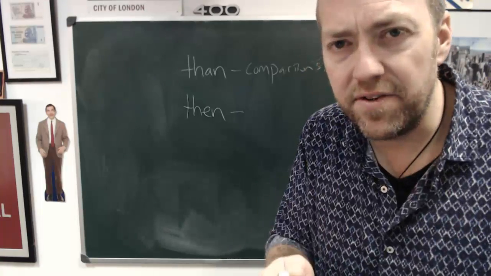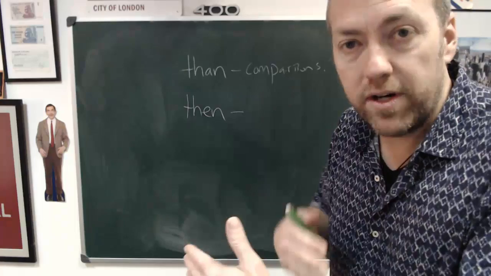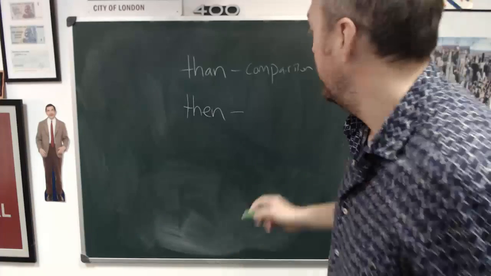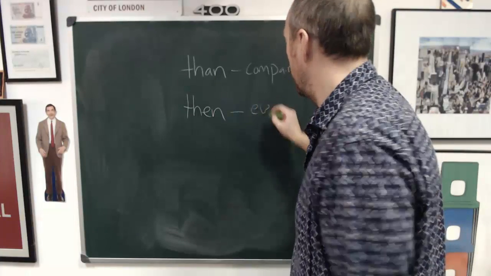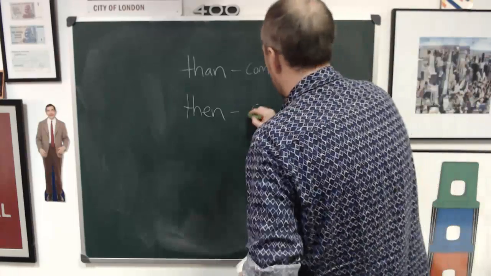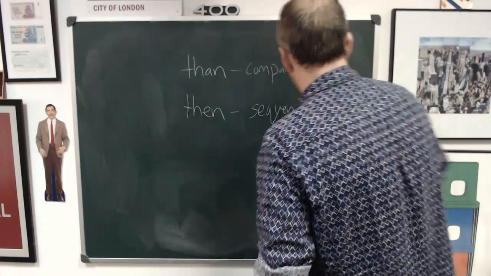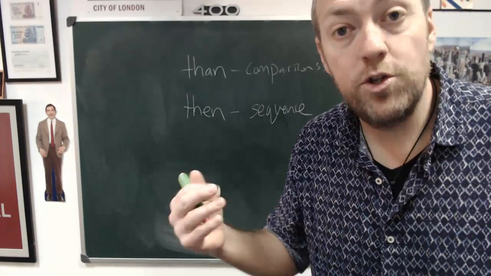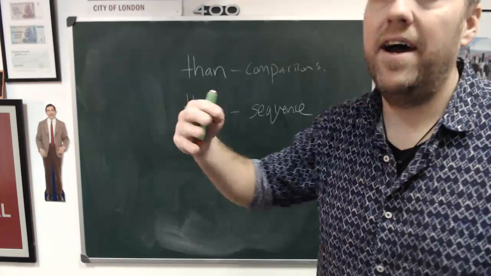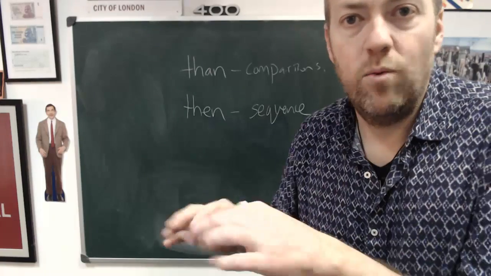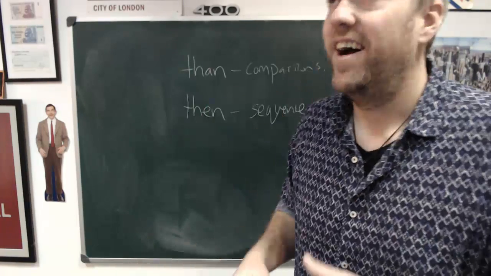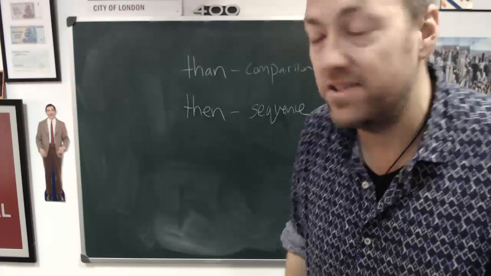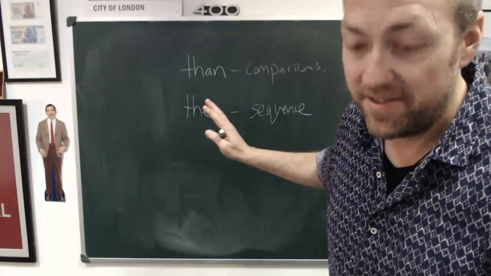Then is different. Then is to talk about a sequence of events. Okay? We're talking about events. Well, events, no, sequence. A sequence. For example, I came to the school and then I went on Facebook and then I watched a video on YouTube and then, okay, we're talking about a sequence of events. So they are totally different, okay?